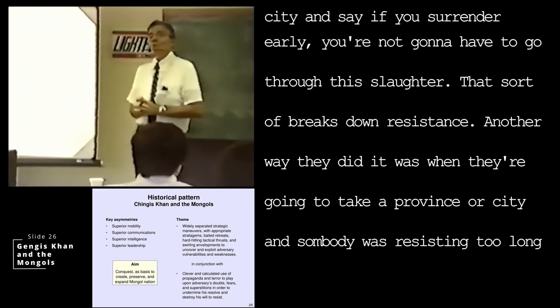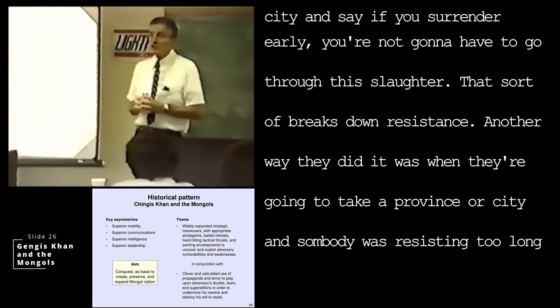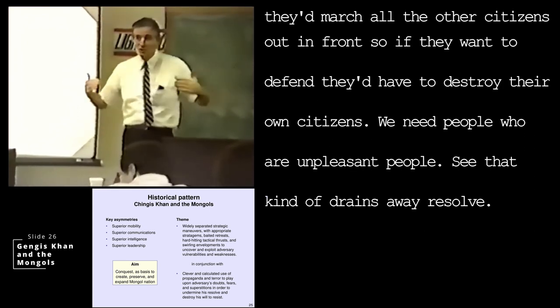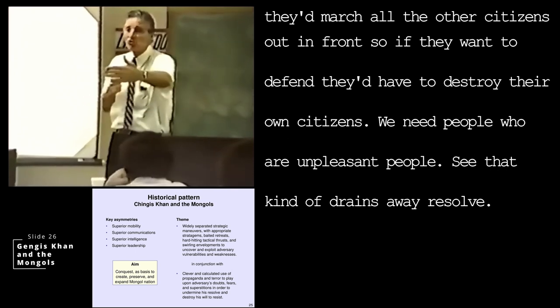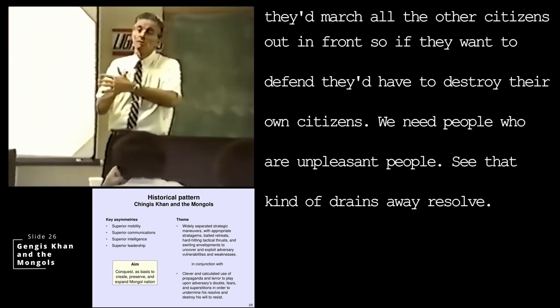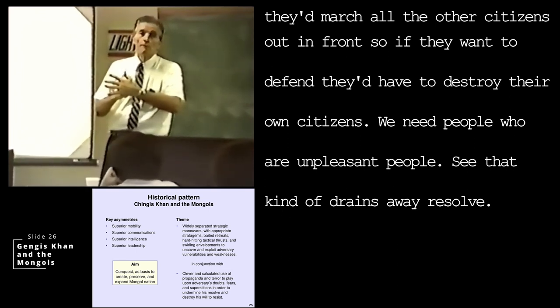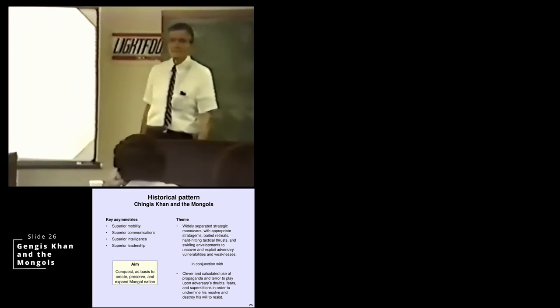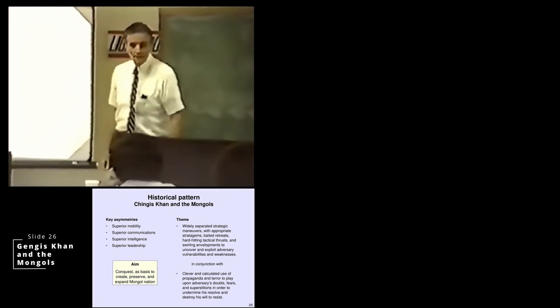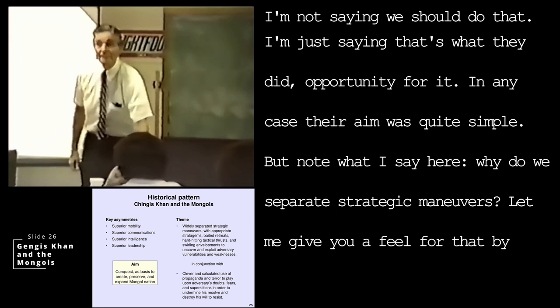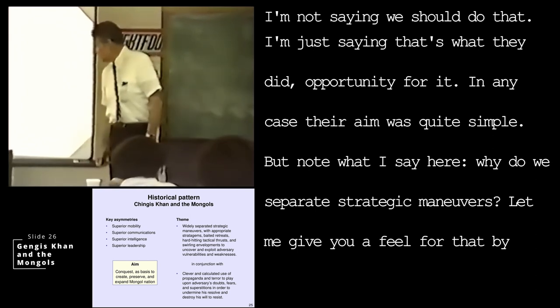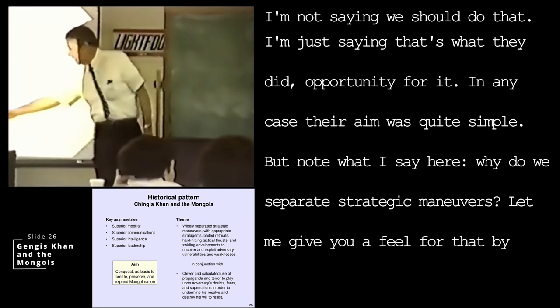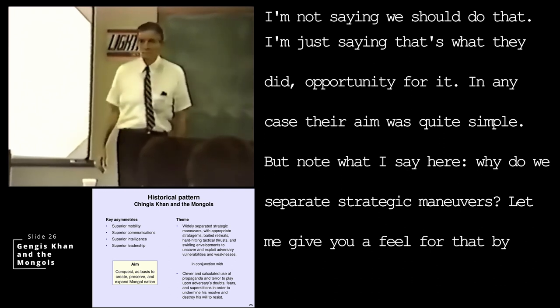Another way they did it, so if they're going to take a province or a city and somebody was resisting too long, they'd march all the other citizens out front, so if they wanted to defend, they had to destroy their own citizens. We need more pleasant people. I'm not saying we should do that, I'm just saying that's what they did. In any case, their aim is quite simple.